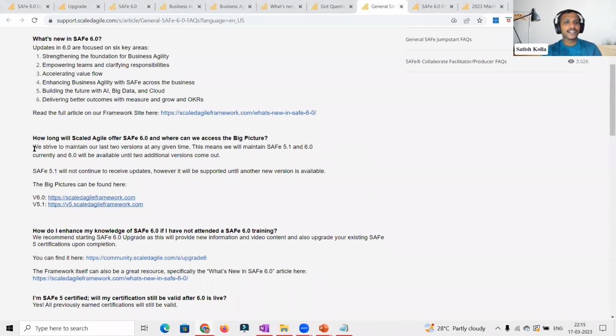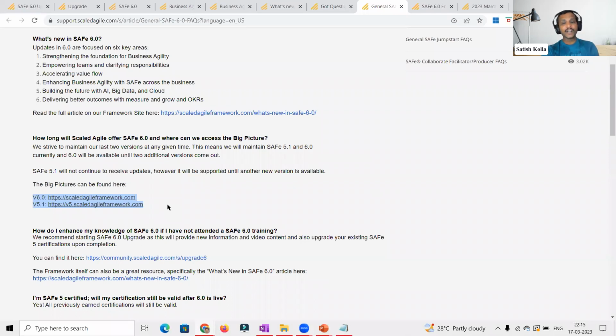And as I mentioned, the last 2 versions are provided at any point of time. No, it's not the last 2 versions. It is the current version and the previous version. So V6.0, the latest, and the previous. At any time, only the 2 versions will be made available, because each organization across the world will take time to go through and get ready for the next version, the latest version.